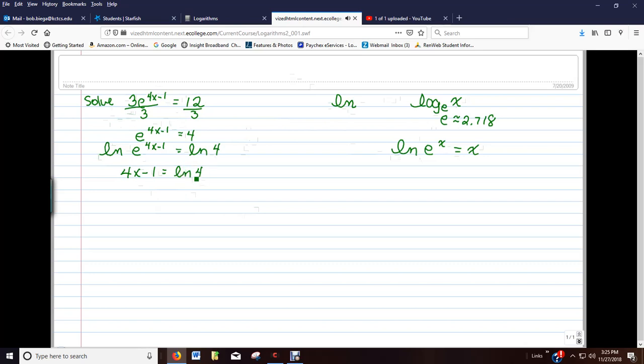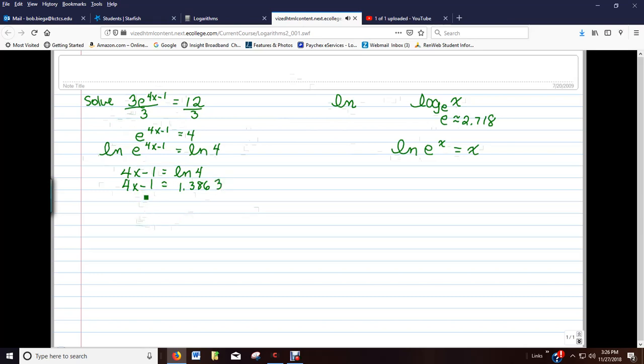Now, on your calculator, we can figure out what the natural log of 4 is, this thing on the right. So if you hit your ln button on your calculator, and then enter the 4, it should give you 1.3863 if I round it off to 4 decimal places.